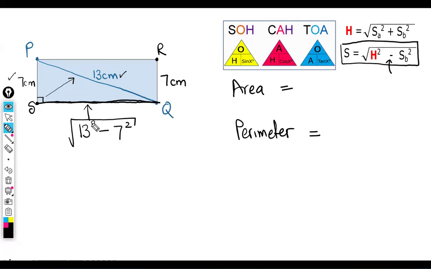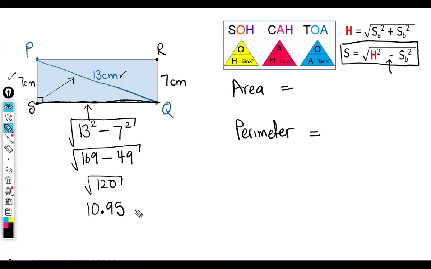So let's work this out. 13 squared is 169. 7 squared is 49. Can't do that in my head. 169 minus 49 is 120. When we square root 120, how many of you have seen this on the calculator? 10.95. I'm going to 2 decimal places because I know the examiner will appreciate that.